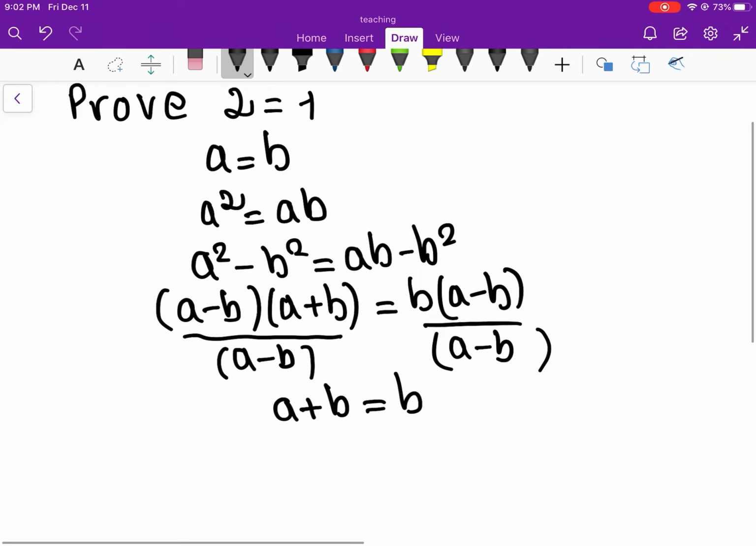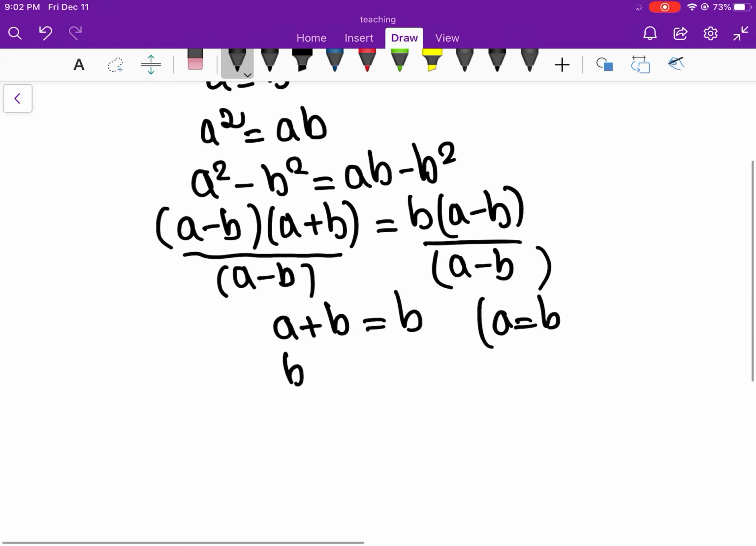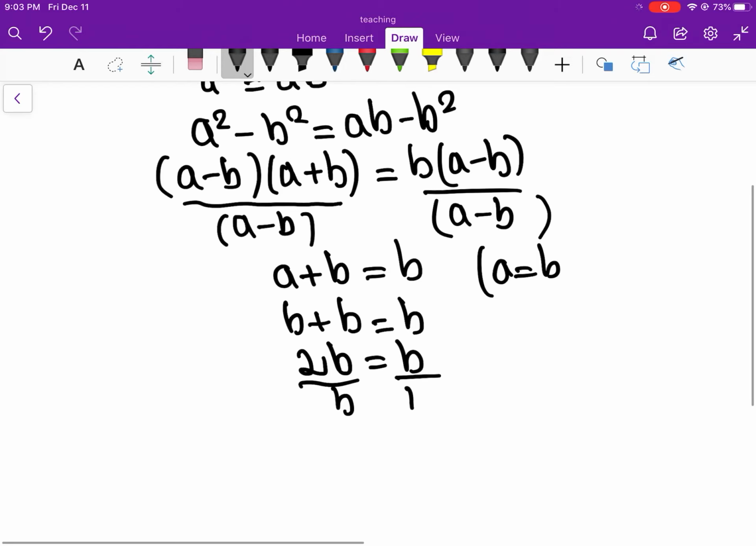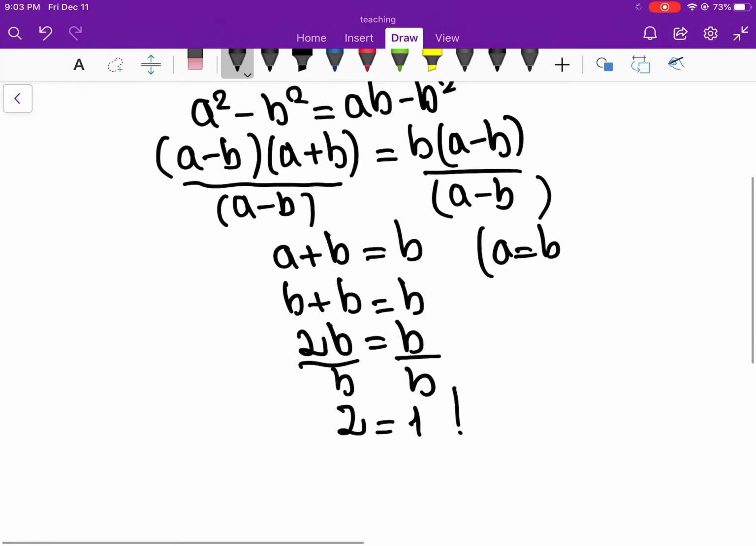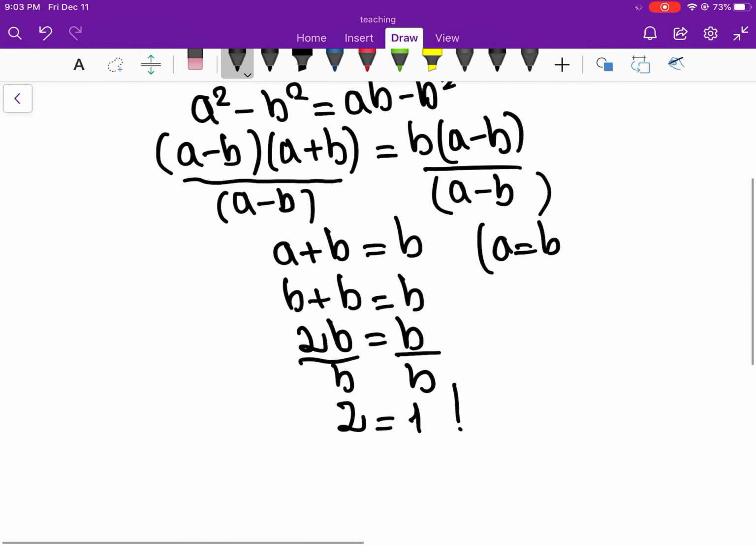Well, we made the statement earlier that A equals B. So B plus B equals B. So 2B equals B. Divide both sides by B. 2 equals 1.